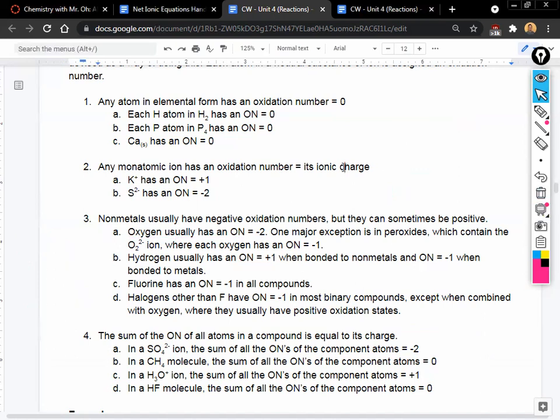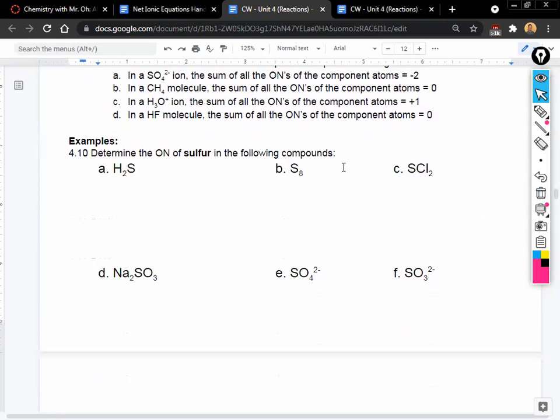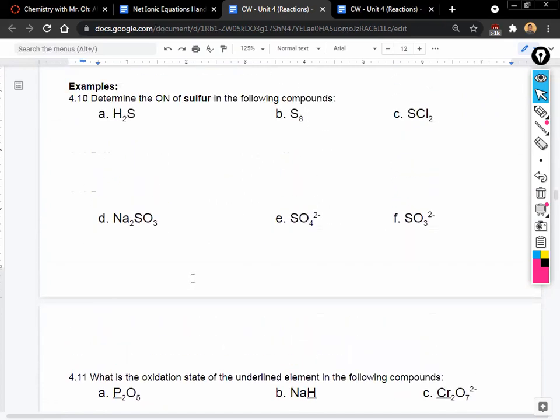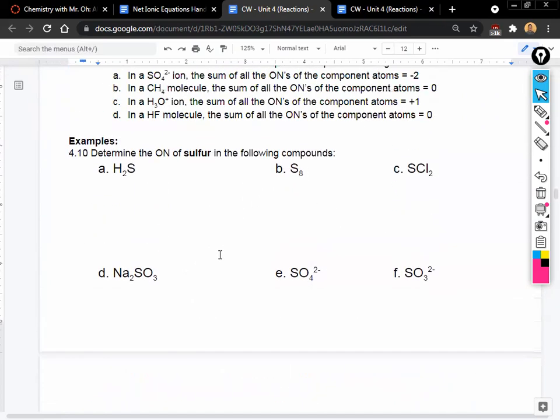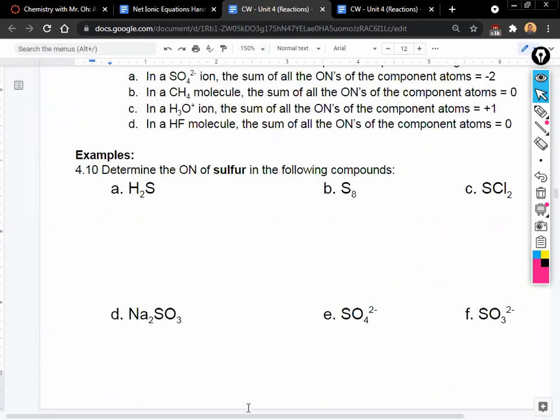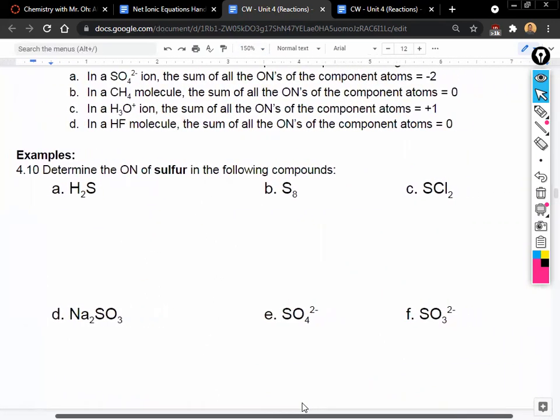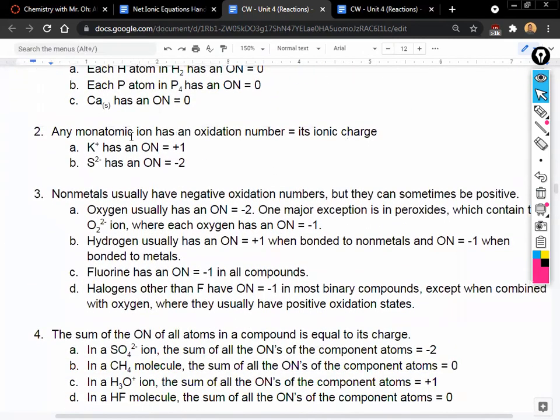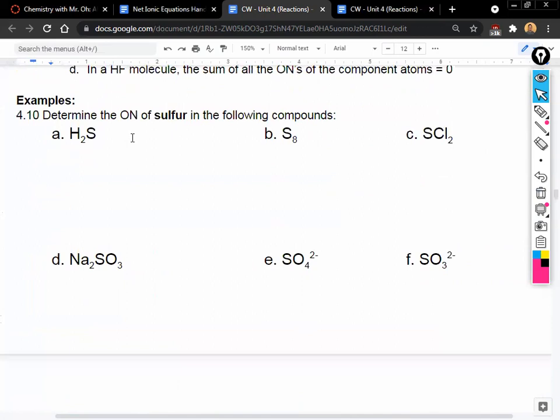Okay, so let's go over the problems. We're going to be looking at 4.10 first, and then we'll move on. What we're going to do here is we have 6 different compounds. Let me zoom in a little bit more. Again, make sure you have your Chromebook screen open to the rules so you can take a look at it. But we're going to be taking a look at 6 different compounds.